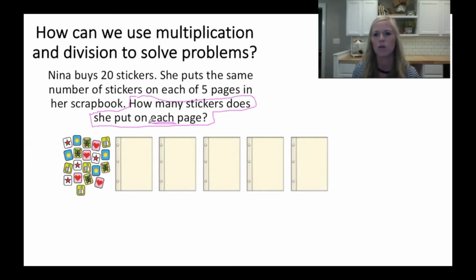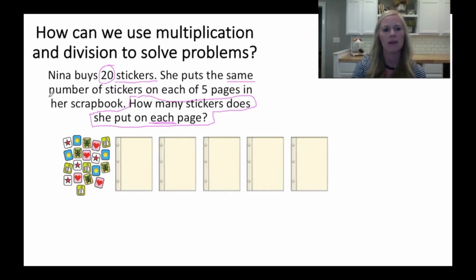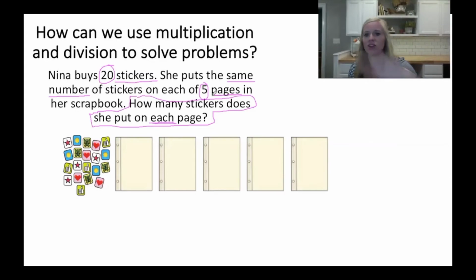So what was important? What do I already know? Well, I know that Nina buys 20 stickers, which is how many stickers I have in all. So I know my total. I know I have 20 stickers in all. What else is important? It says that she puts the same number. That makes me think of the word equal. She puts the same number of stickers onto 5 pages. And when I see that 5 pages and I look at that picture on our screen, that 5 pages makes me think of 5 groups.